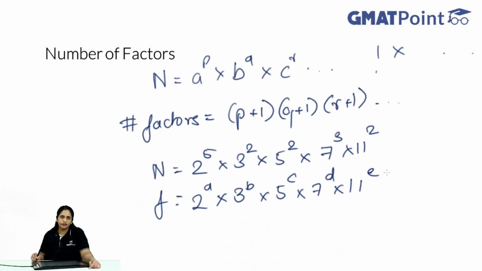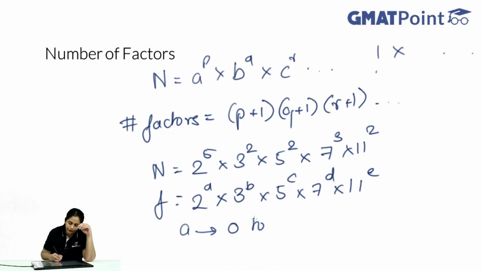What can be the value of a? The value of a can be 0, 1, 2, 3, 4, 5. Can it be 6? If f has 2 raised to 6, then you would have one more power of 2 than in n, and then you would have a fraction, because the power of 2 in f would be greater than the power of 2 in n. So the value of a cannot be greater than 5. It can be anywhere from 0 to 5. If it is 0, then f will be an odd number, so that would be an odd factor of n. So basically a can take values from 0 to 5.